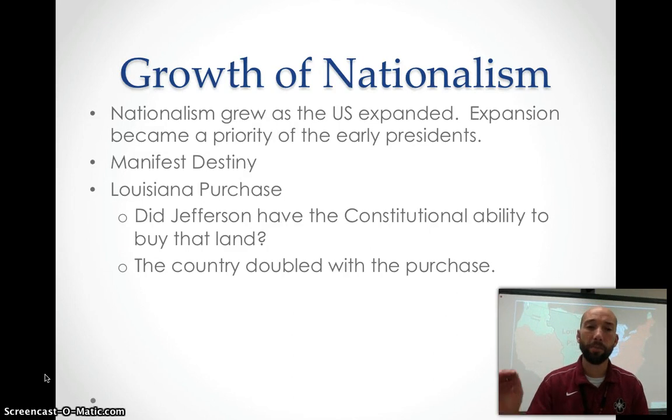Manifest destiny is the belief that God gave us all of that land from the Atlantic to the Pacific, and that we're the best people to rule over it. The Americans were the best people to rule over it. So there's a little bit of racism and social Darwinism in there as well.